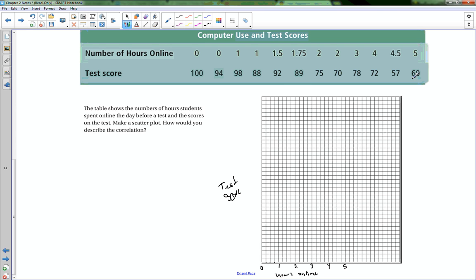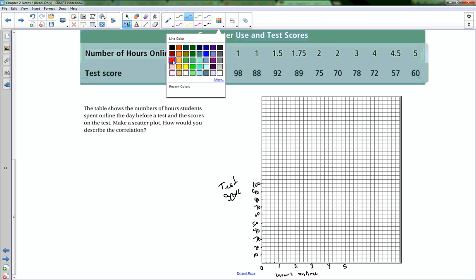So in this case, I'm going to count in increments of 10, 20, 30, 40, 50, 60, 70, 80, 90, and 100. Okay, so now we plot these data. I'll plot my data in red.